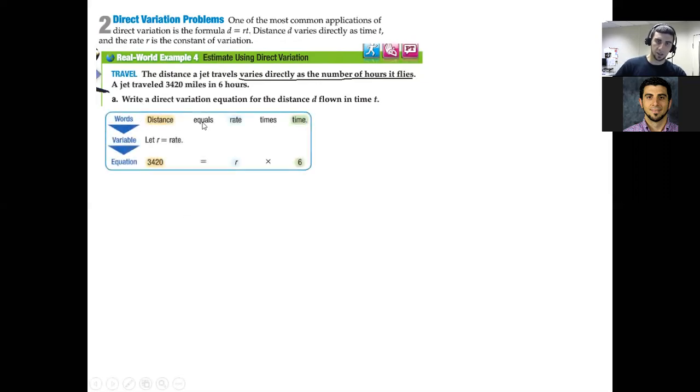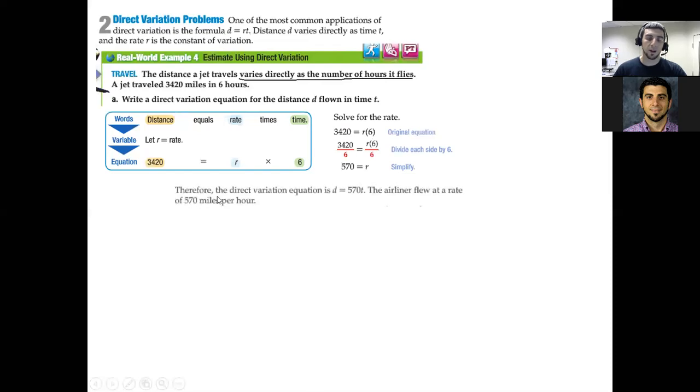So I know the distance equals rate times time. Here the distance is 3,420. The time is 6. So I have 3,420 equals r times 6. Divide both sides by 6, and you get r equals 570. That's the value of r. That's not the answer to this problem. The direct variation equation is d equals 570t. What that means is that the airliner flew at a rate of 570 miles per hour.